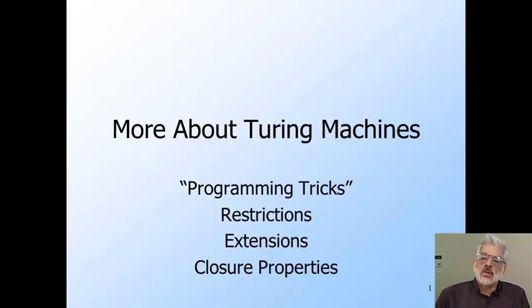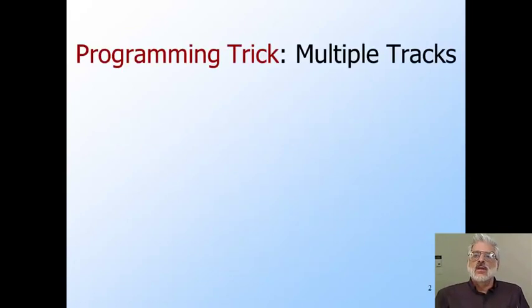And finally, we'll look at some of the closure properties of recursive and recursively enumerable languages. The first programming trick is thinking of the tape as if it had multiple tracks. This idea enables us to describe Turing machines that do things like leave markers on their tape so they can find their way back to an important place.